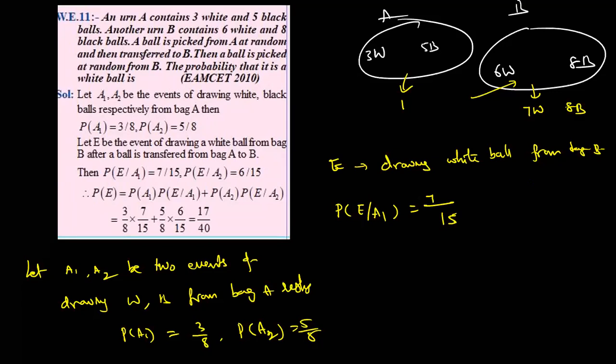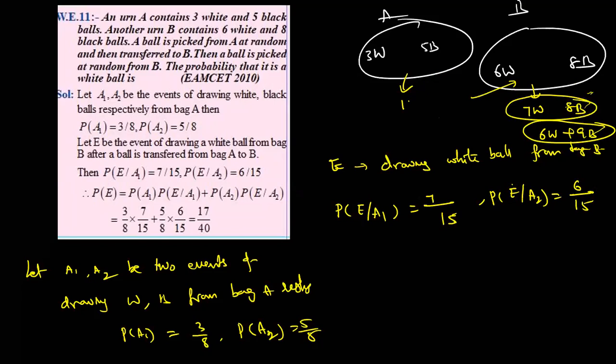That's the meaning. Fine. P of E by A2. Conditional probability of drawing a white ball when a black ball is already drawn. That means what here? How many white balls are there in the second bag? That is 6 by 15. Why? In this case, this time drawing one black ball. Now 6 white balls plus 9 black balls. That is the meaning. First time 7 white balls, 8 black balls. That's the meaning.